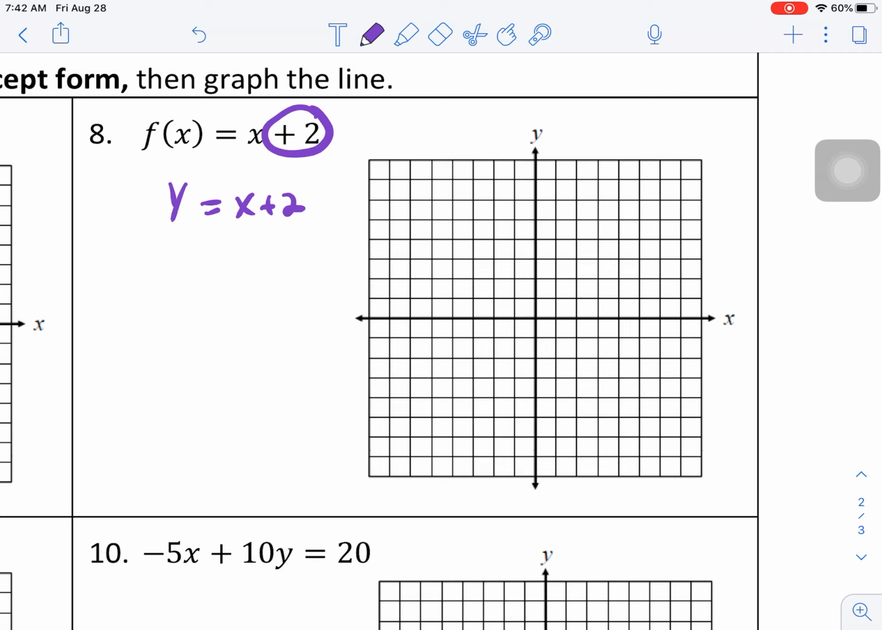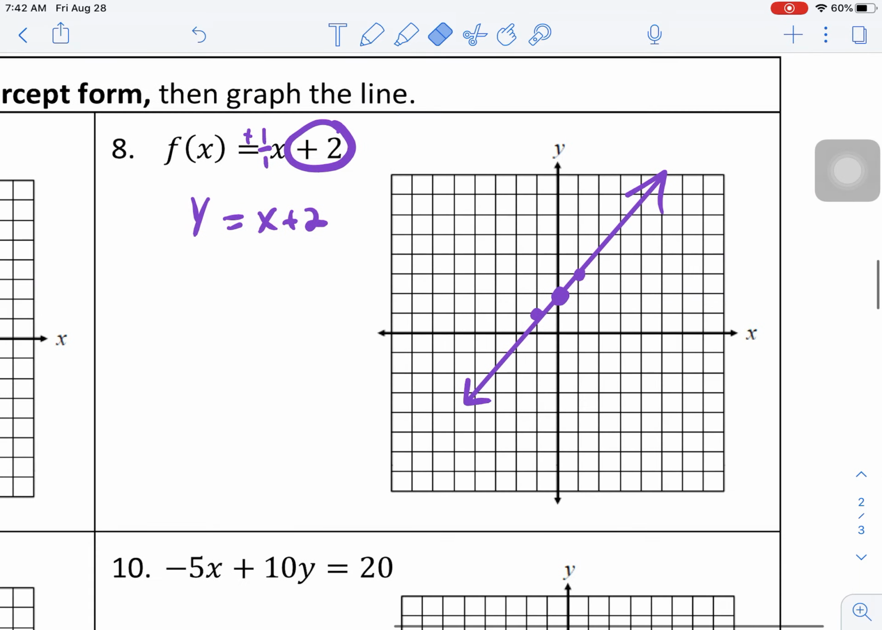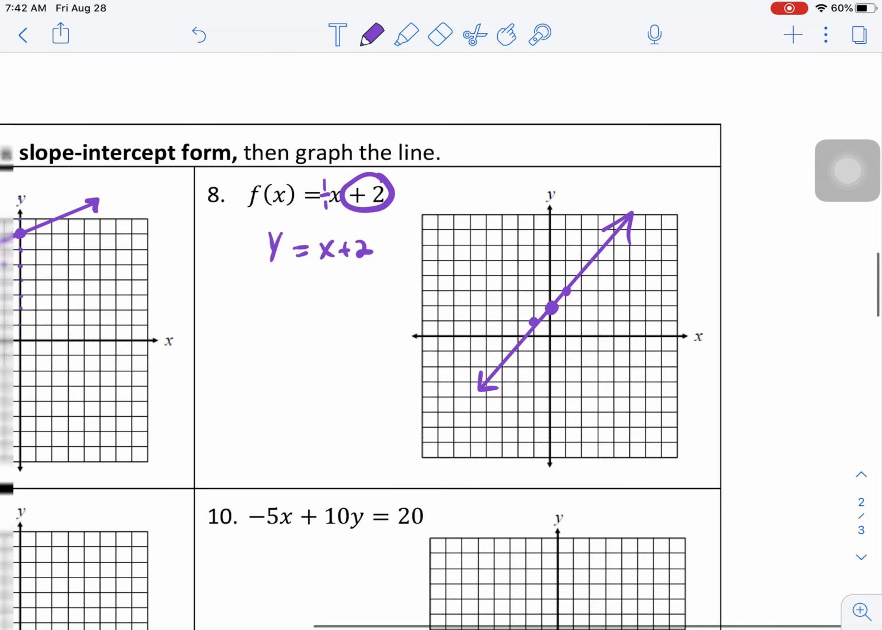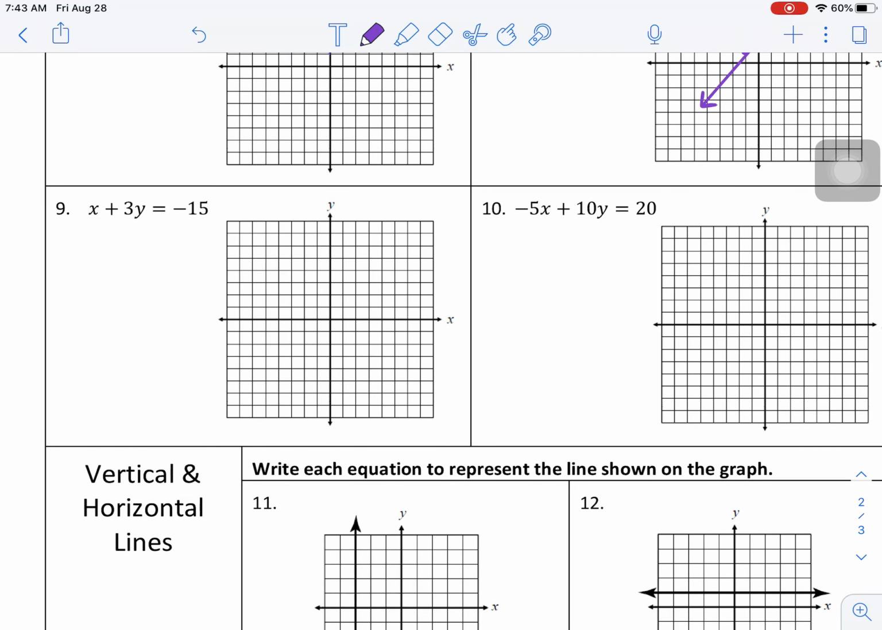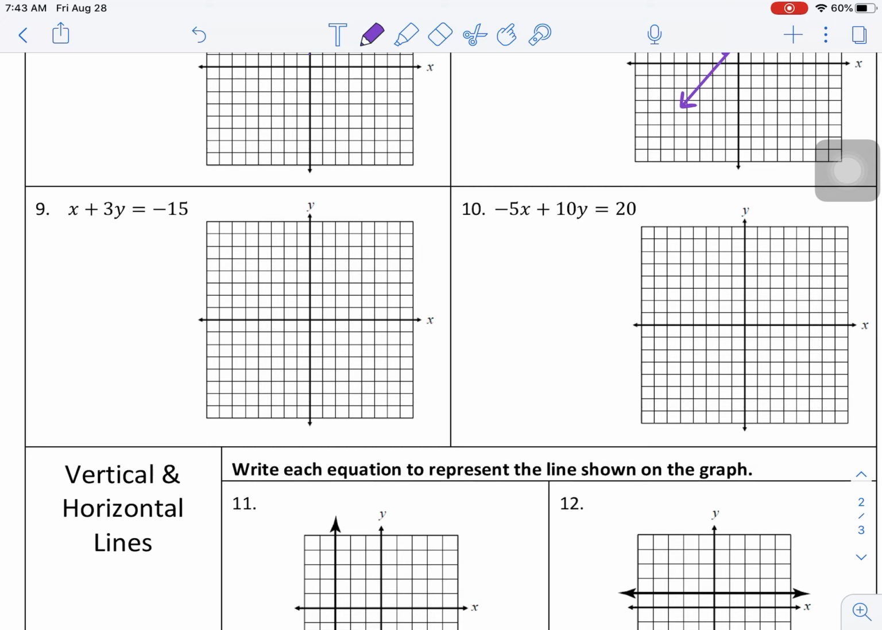So the y-intercept here is positive 2, so we go up 2. Slope here is 1 over 1, right? So that means we're going up 1, to the right 1. And then we can draw our graph through those points. And again, it's a positive slope, so our graph should look positive, and in this case, it does. It's going up from left to right. All right, if you're doing okay graphing, again, try these two guys. Try 9 and 10 on your own, and then come back.